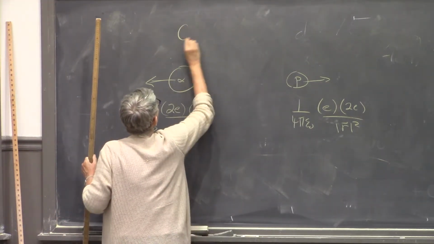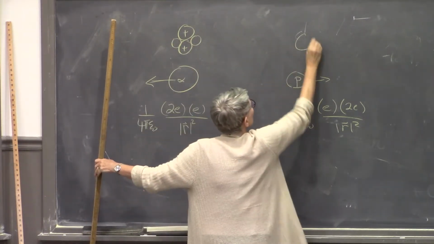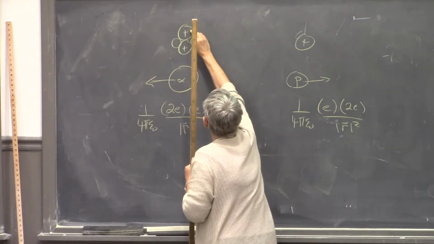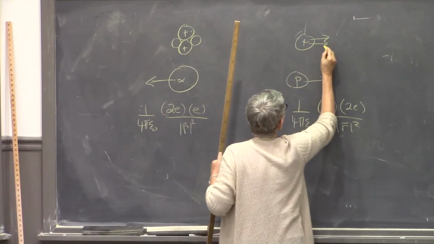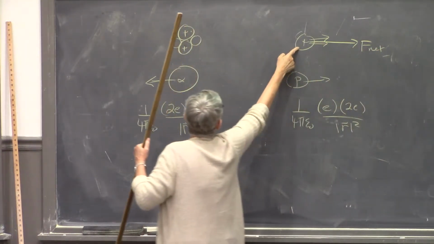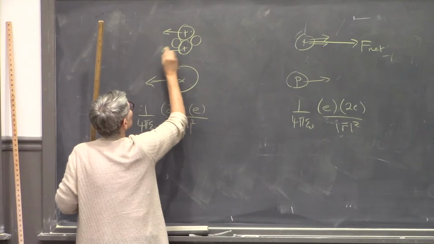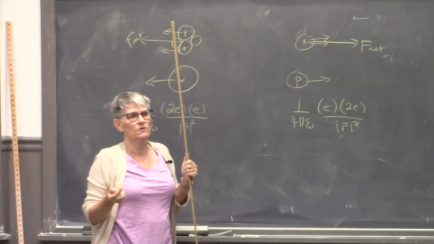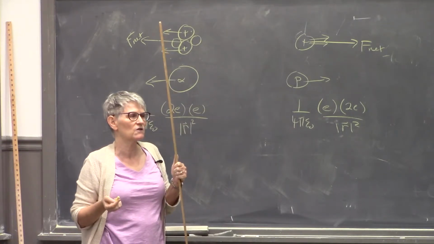And you can think of it this way. If we have here's our proton, this proton exerts a force on that proton, and that proton exerts a force on this proton, so we end up with the same magnitude of the force. So the reciprocity applies to electric forces just like it does to gravitational forces.